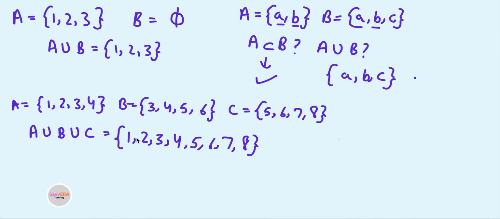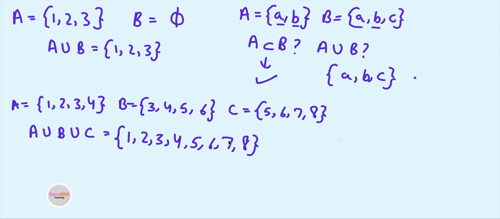So 1, 2, 3, 4. 4 was already in here, so we don't write that again. 3 was already in there, so we don't write that. So we just continue with 5, 6. 5, 6 is already in here, so we don't write that again. So we just put 7, 8.